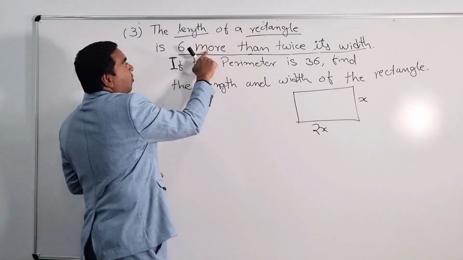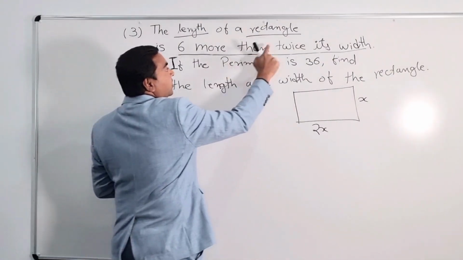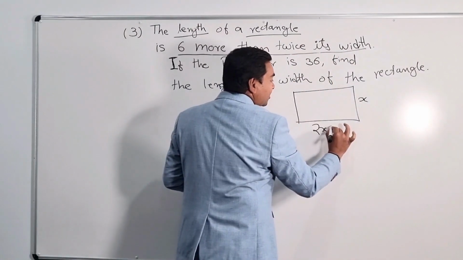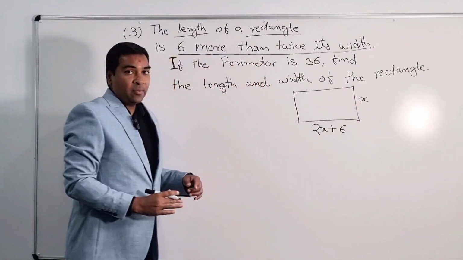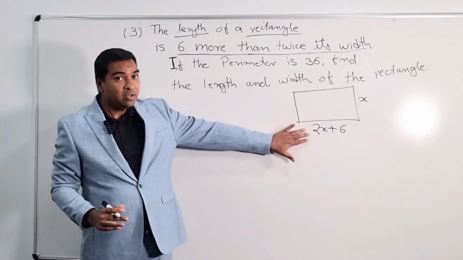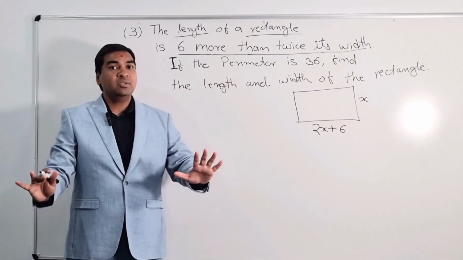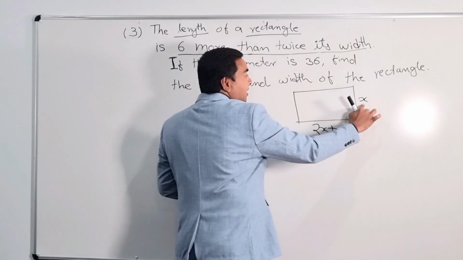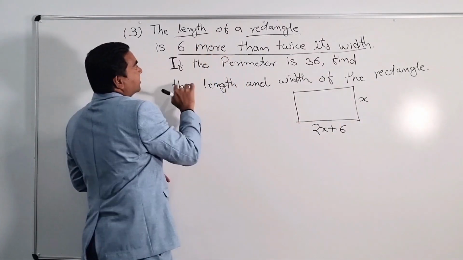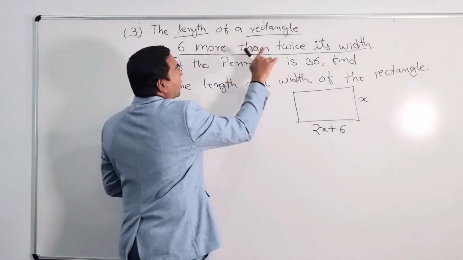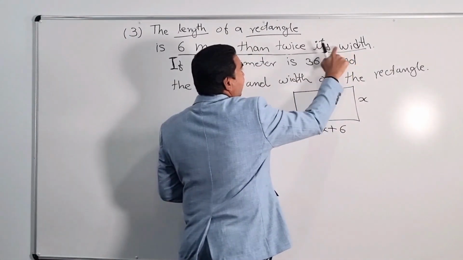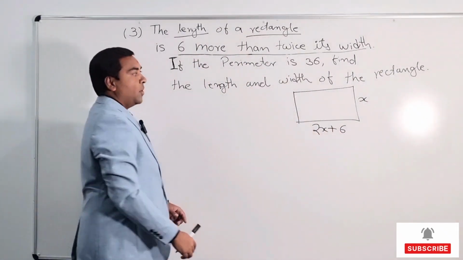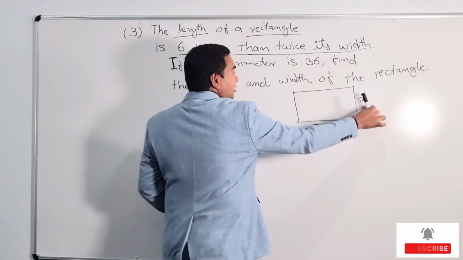And then they are saying 6 more. 6 more than twice its width. So 2x and then 6 more. So I'm going to do 2x plus 6. I think this is the most challenging part of the question. If you understand this part, I think the rest of the thing is going to be super easy. So what I have done so far is, width I have taken x, length is 6 more than twice its width. So twice its width, that means 2x, 6 more, so 2x plus 6. So this is my length now, this is my width now.